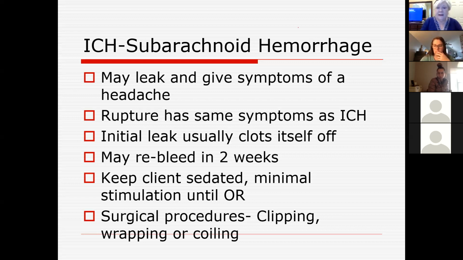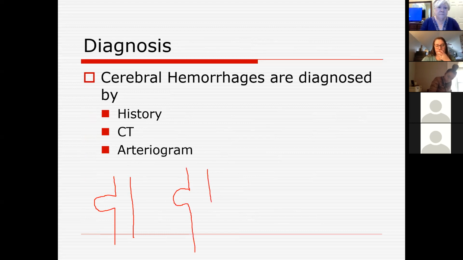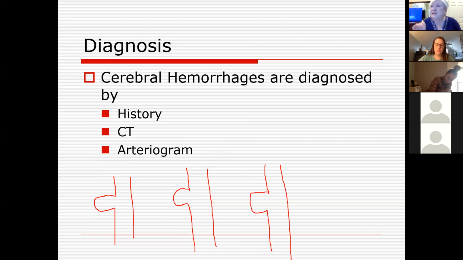And we're going to take them back to the OR. Okay. And they will do either a wrapping, a clipping, or a coiling to fix this aneurysm. So the first choice is a coiling. Why? It's the most non-invasive. And it's all depending on where it's located.